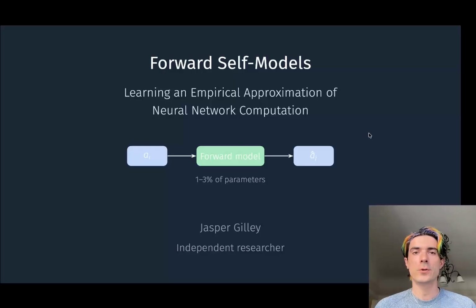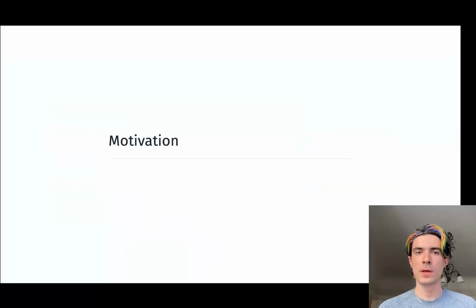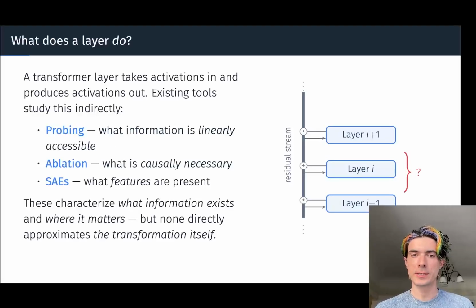And today I wanted to tell you about a piece of research that I've been working on lately, specifically called forward self-models. These are small auxiliary models that I'm going to show you learn an empirical approximation of the computation of a larger neural network such as an LLM. So let's talk a bit about the motivation for this here.